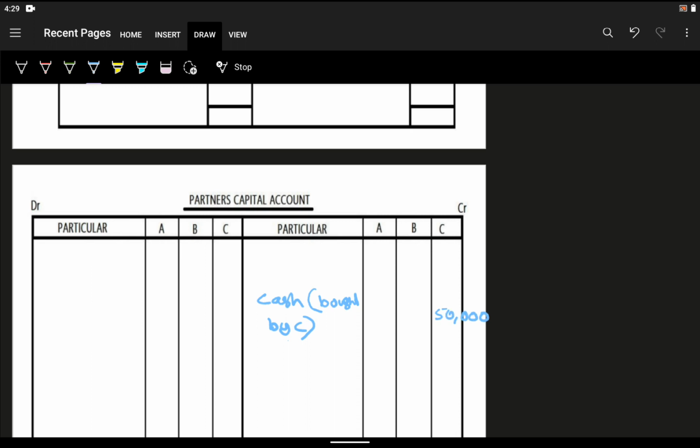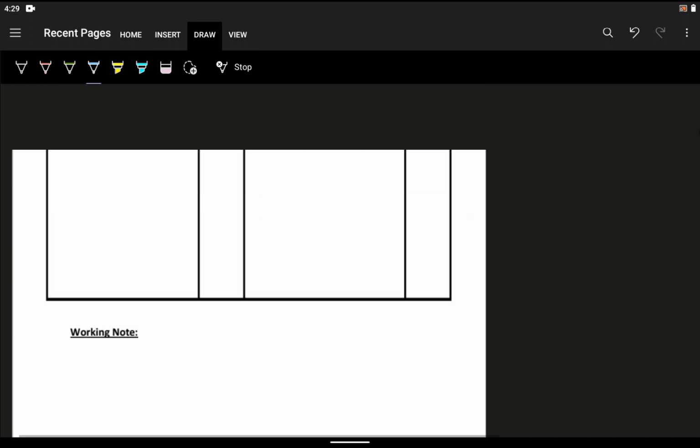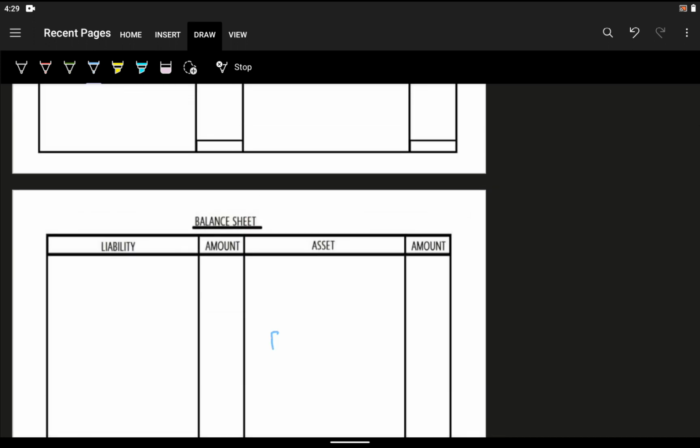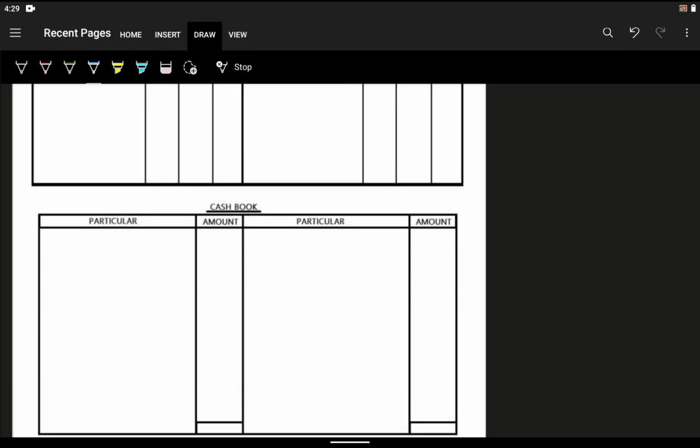Sometimes this possibility will be there. The remaining 50,000 we will write as furniture. These are the possible cases on the capital side. So this 50,000, where will we write it? We will write it on the asset side of the balance sheet. This furniture will be written on the asset side of the balance sheet, that 50,000, and the 50,000 brought in cash will be written on the debit side of the cash book, brought by C.